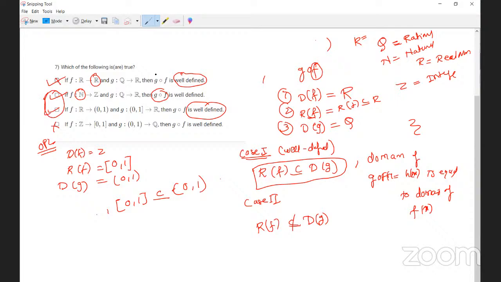But if I mention f∘g here instead, in that case you have to check all the options again. It will be different options. If I just change g∘f to f∘g, we have to check the domain of g first, then the range of f, then it will be different.